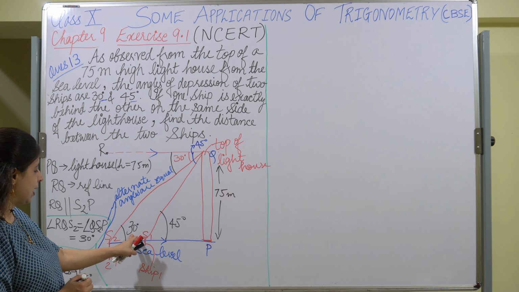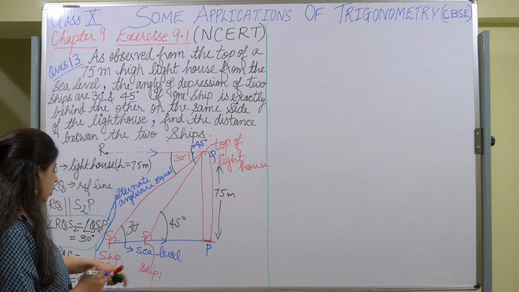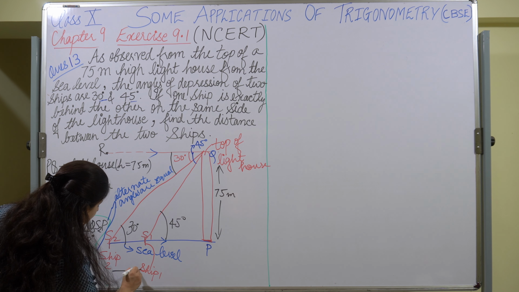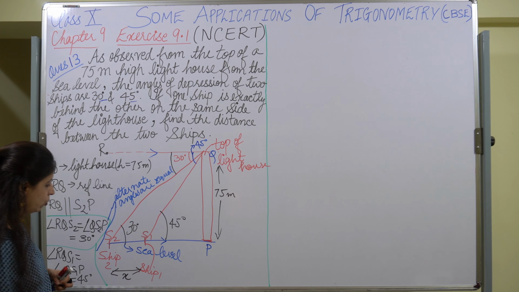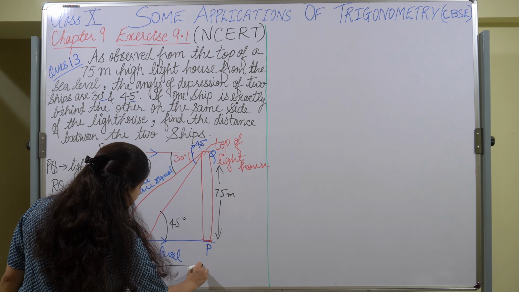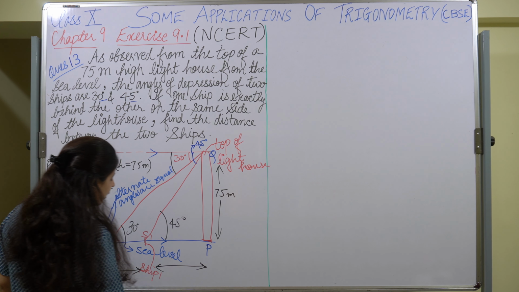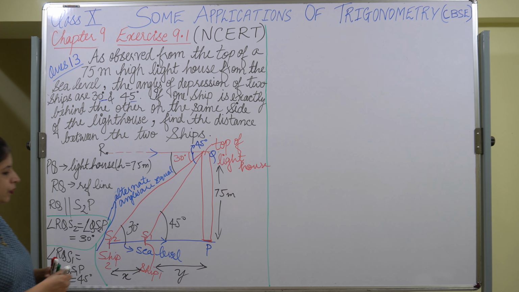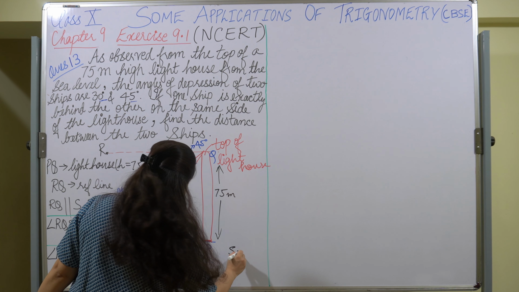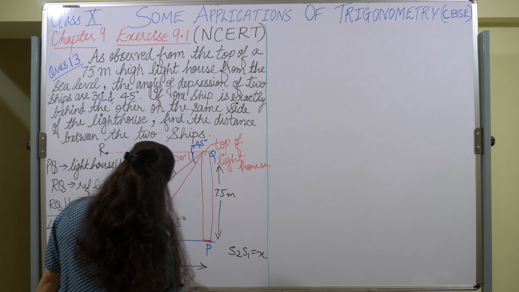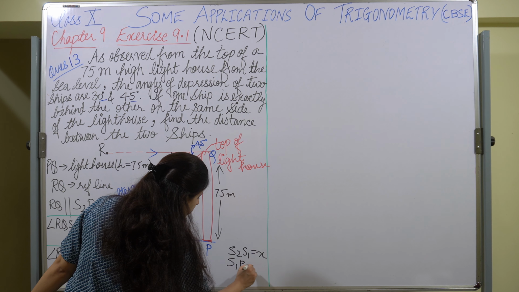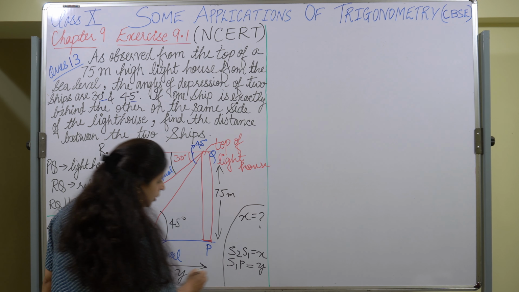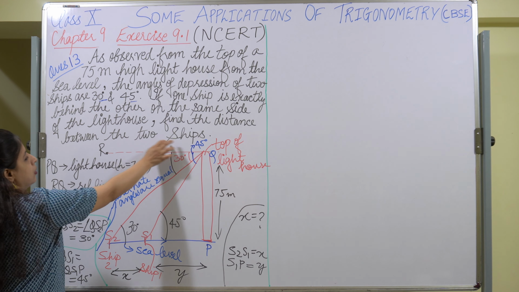So we have got this angle and this angle, and this we already know. Now we need to find the distance between the ships. So we are assuming the distance S2S1 to be x, and the remaining distance S1P to be y. So we need to find out the value of x, the distance between the two ships.